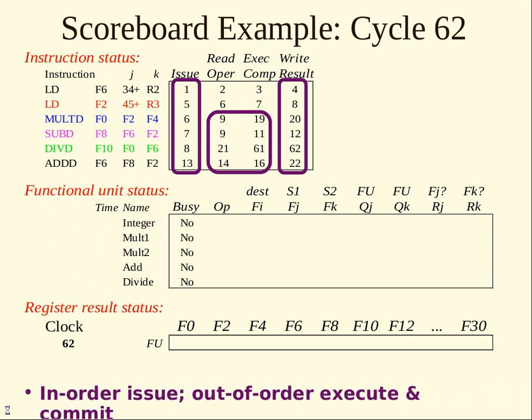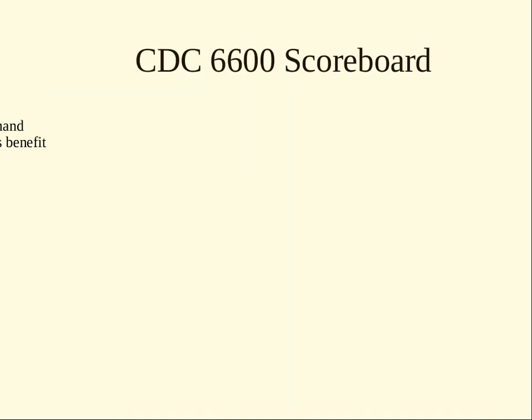So this is in-order issue, out-of-order execution, and out-of-order commit, because notice we committed the add before the divide was done. So the commit was out of order as well, and the execution was out of order as well.